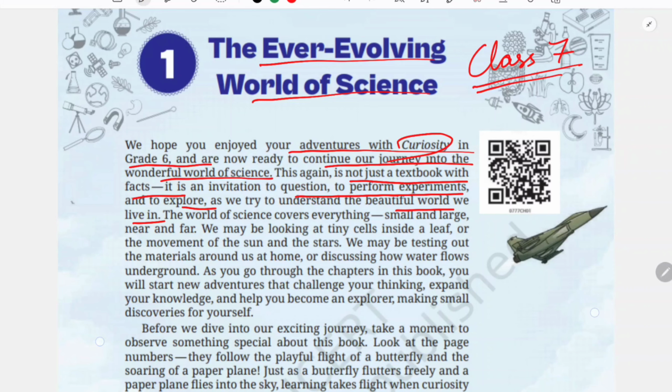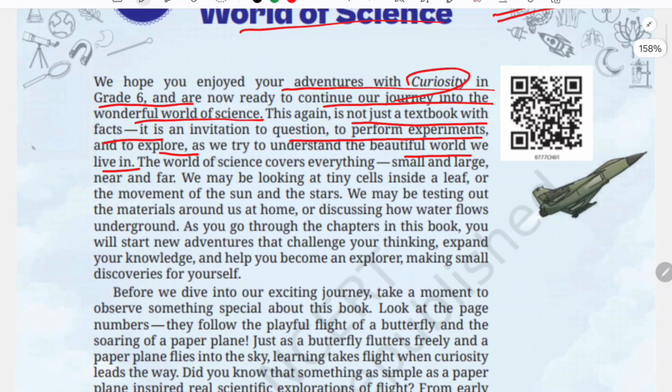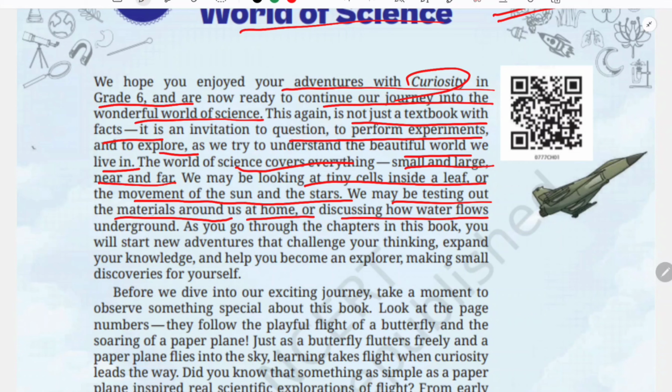Okay, so the world of science covers everything here. Okay, the world of science covers everything, small and large, near and far. We may be looking at tiny cells inside a leaf or the movement of the sun and the star. We may be testing out the material sounds around us at home or discussing how water flows underground. So we may discuss the science that we are going to study now. It covers almost everything. Okay, and it may be about small thing, large thing, near, far, or just a tiny cell, about a leaf or the movement of the sun, the movement of the stars. Okay, and their patterns and the materials which is around us, around our home. We are going to discuss how the water flows underground.